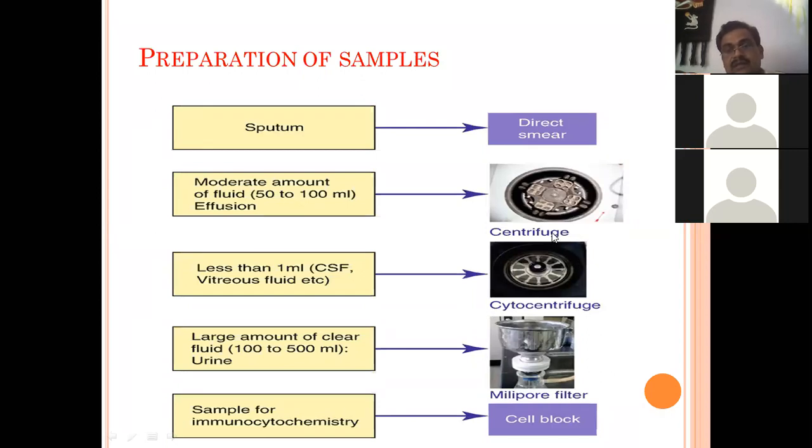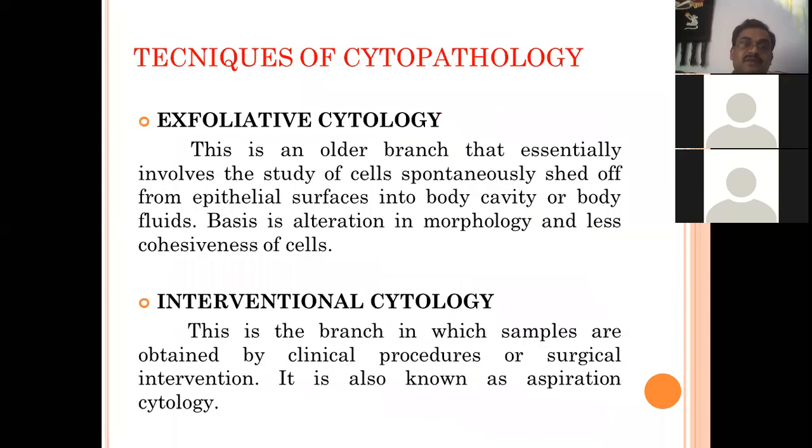Centrifuge is a simple technique that you usually see, but cytocentrifuge is an advanced technique, and this centrifuge is also an advanced machine. And if the sample is very large and the cells are very few, then at this time you have to filter using a millipore filter. And nowadays, an advanced technique for immunocytochemistry is making a cell block. Similarly, as you see in histopathology, where you make a paraffin block, here cell blocks are being made.